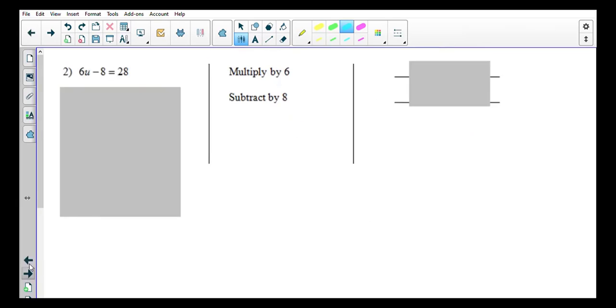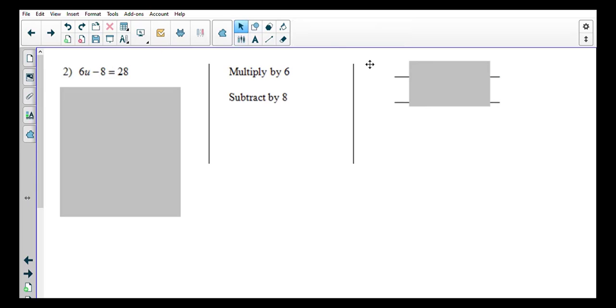So let's take a look at a second example, because practice with solving equations really does help us get better with this. So our second equation is 6u minus 8 equals 28. The first thing that's happening to the variable u is we're multiplying by 6. Then you're subtracting 8.